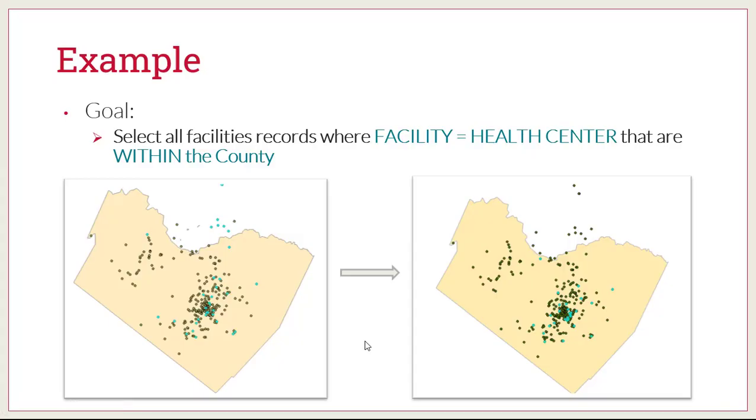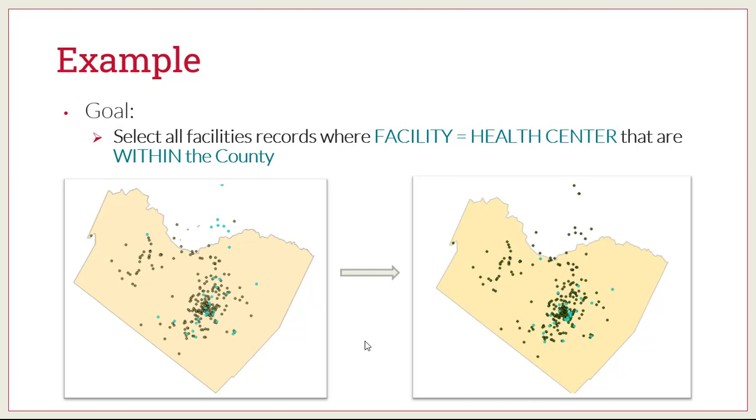So for our example for this section, we are going to look at the same two data sets, but with a slightly different scenario. We are going to look for how would you select all facilities that were health centers that are also within the county. You can see here in the image from a desktop GIS software, the first image is simply selecting from this point data set of facilities all of those that are health centers, and then the second image is limiting that selected set to those that fall within the county.